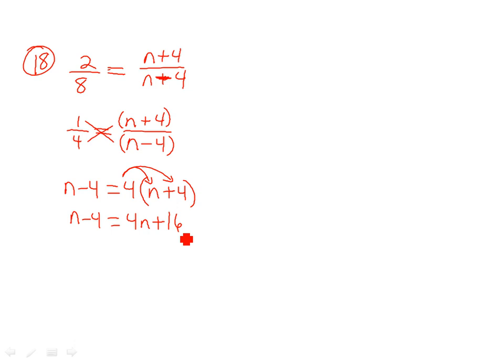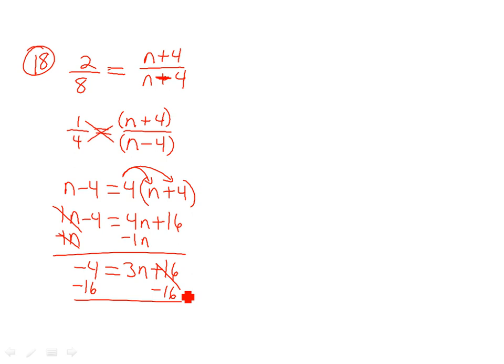Now what? Get all the variables on one side, right? Subtract the n. And if it helps you, put a 1 with it. Subtract 1n. You're left with negative 4 equals, what's 4n minus 1n? Plus 16. Subtract 16. You'll notice too, as we're doing all these, the white E-day, what did it cover? Proportions, right? It's the same stuff. Now what do you do? Divide by 3. Did I mess up somewhere?